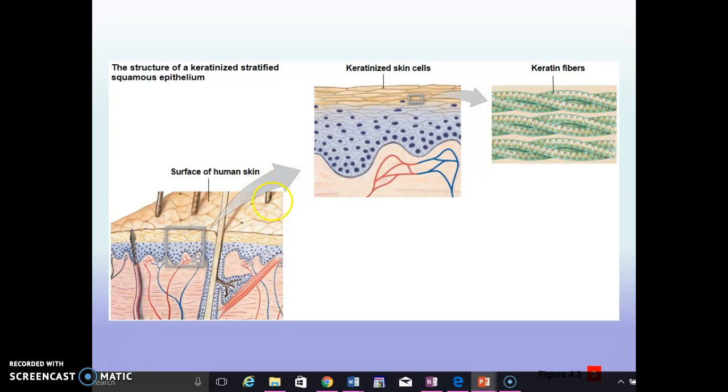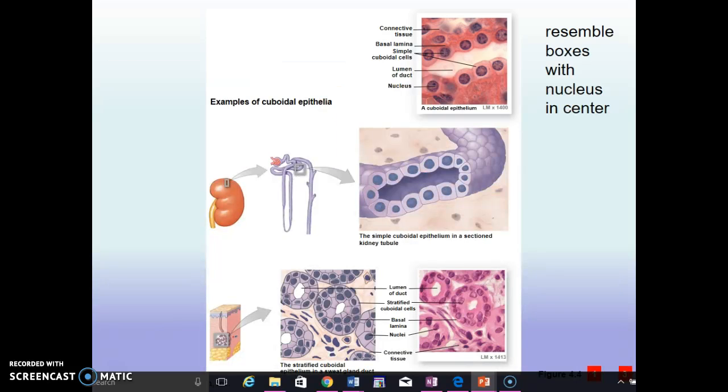So the surface of the skin would contain keratinized skin cells, and you can see those keratin fibers. They're kind of twisted like heavy ropes, these fibers, for strength and also for waterproofing. Our second type of epithelial is cuboidal. First was squamous, we had simple and stratified, and now we have cuboidal.